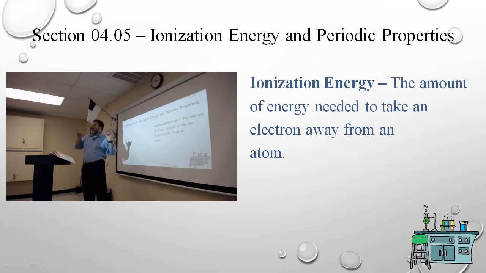Now, we've talked about metals and nonmetals, and we've already learned that the tendency for metals is what with relation to their electrons, their valence electrons? Do they tend to want to keep them or tend to want to give them away?